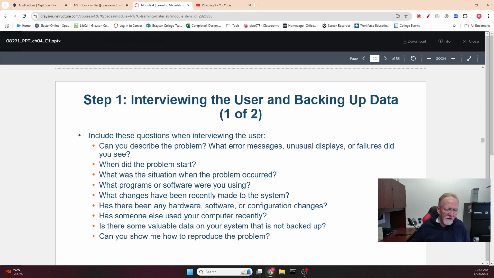Changes to the system. Have you added any hardware? That's a big one. Hardware, software, configuration changes. Has someone else used your computer lately? Is there valuable data on your system that is not backed up? Are the entire company financial records on this system? Probably it's a good time to back them up. And finally, the most important: can you show me how to reproduce the problem? Because if you do it and it's a problem, and I do it and it's a problem, then it really is a problem.